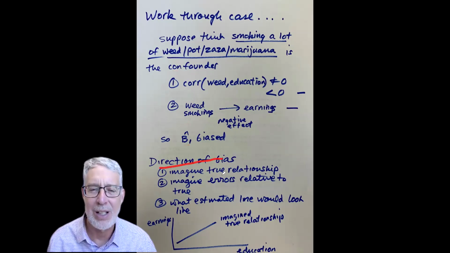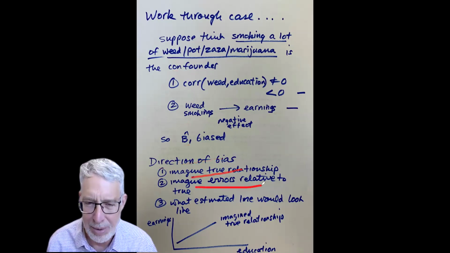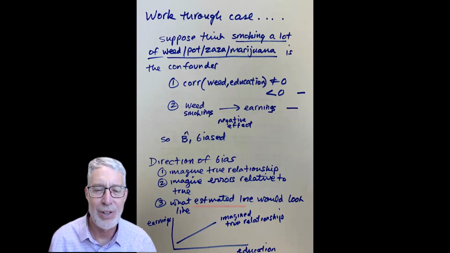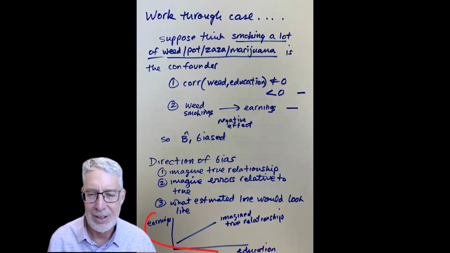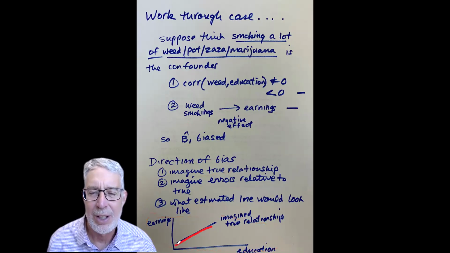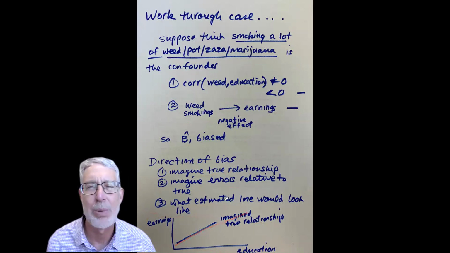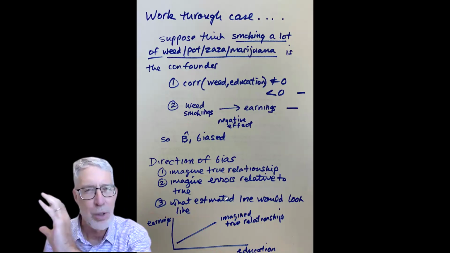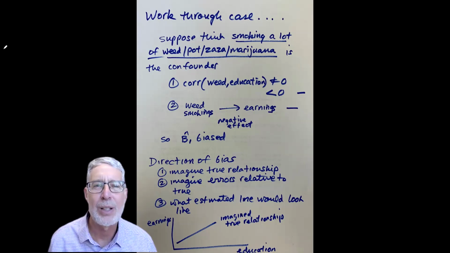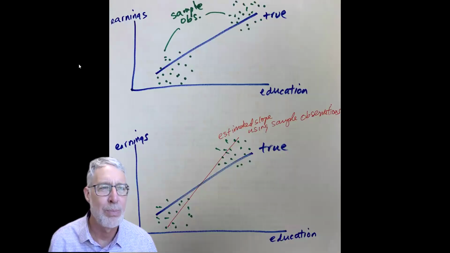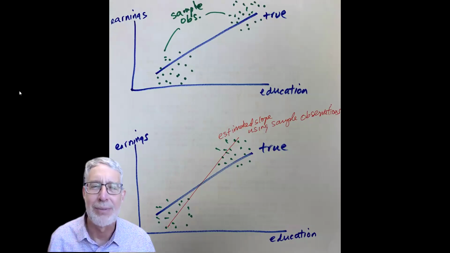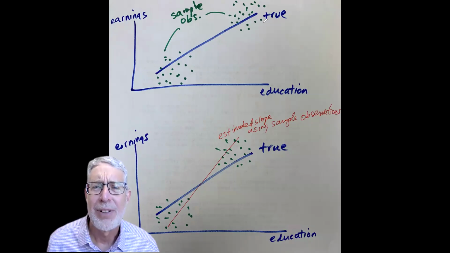Now we want to ask what's the direction of the bias. So we imagine a true relationship, we imagine the errors relative to the true relationship, and then we see what the estimated line will look like. So the first thing we do is we have our scatter diagram of education and earnings, and we imagine a true relationship, right? Our true relationship is this positive relationship. So we imagine that there is some true relationship or population relationship out there. And then we ask what the pattern of errors would be that would show up in our observations in our sample that we draw from the population. And this is what the pattern of errors would look like.